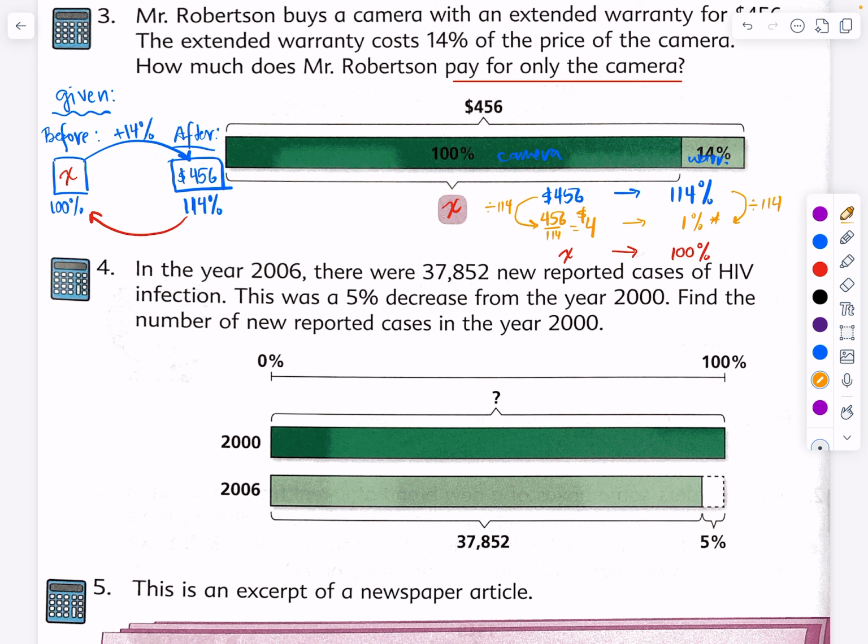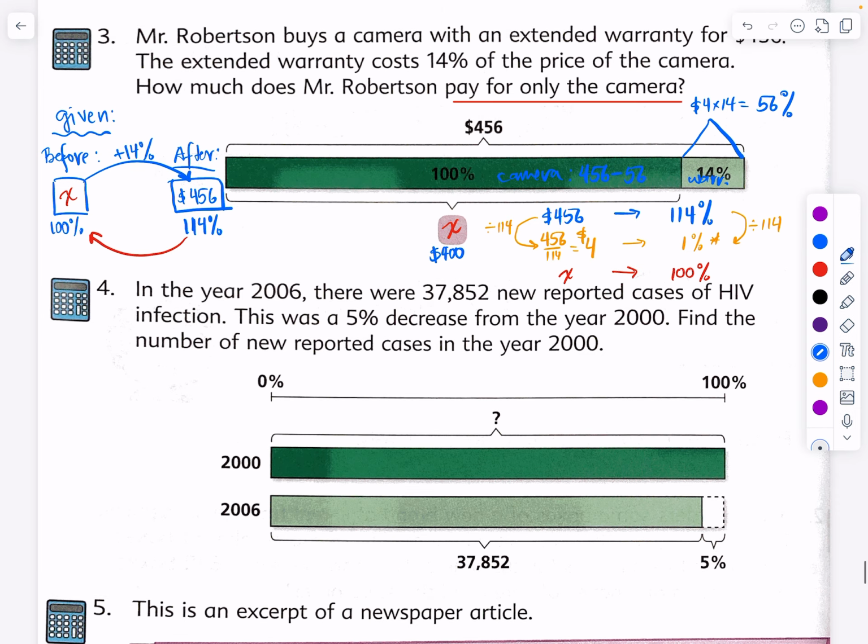If 1% is $4, therefore the insurance policy, the extended warranty, was $4 times 14, which is $56. And therefore, we can find 456 minus 56, and the camera must be $400. That's the list price of the camera, $400.